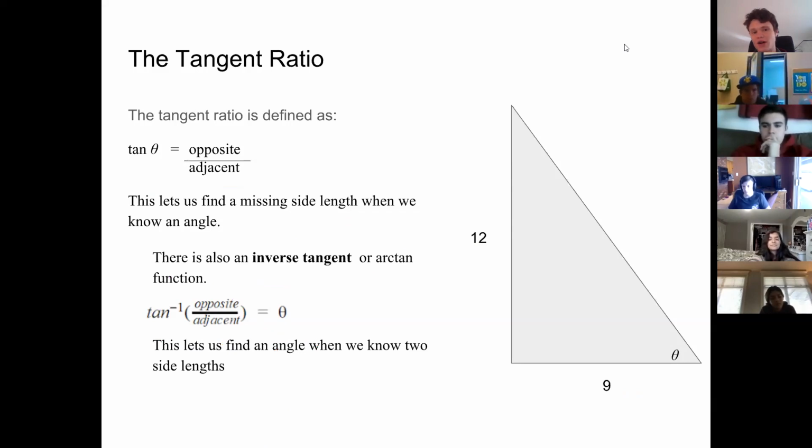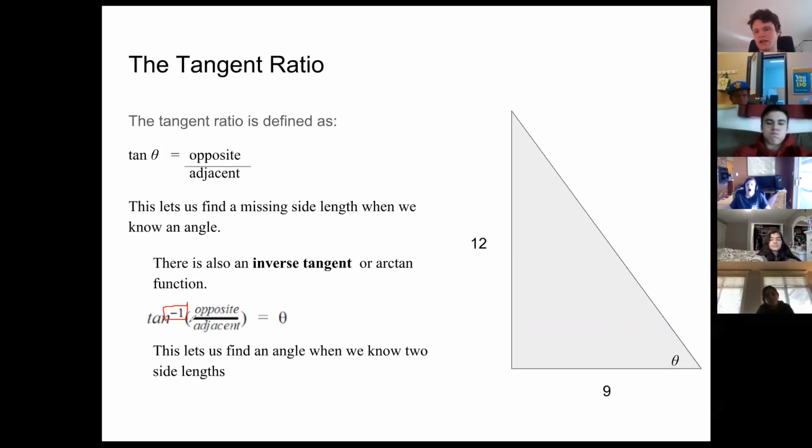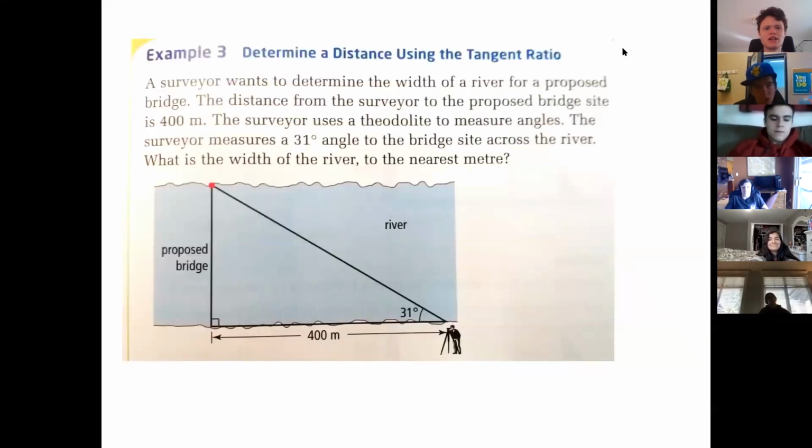There's also something we call the inverse tangent, or sometimes the arctan function. It always has this -1 here, and this tells you that it's the opposite function, so it does the opposite thing. This lets us find an angle when we know two sides. We'll look at this example here, and then we'll check out some others.